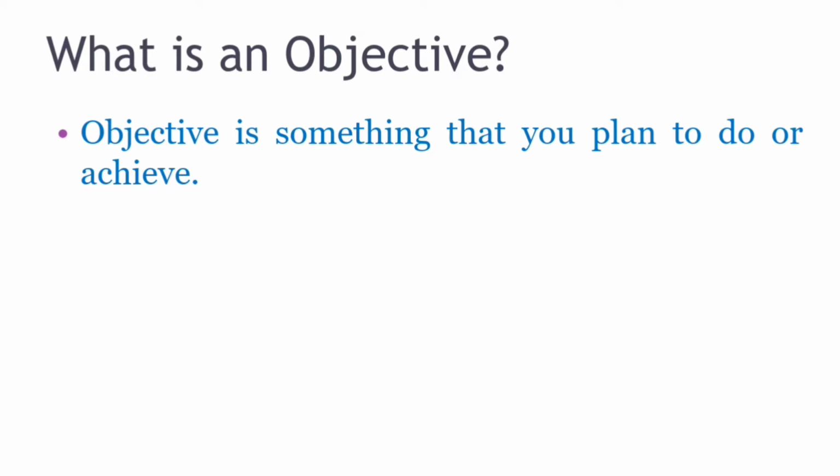Objective is basically a milestone to reach the destination, that is to attain the aim or goal of education. Objective can be specific, can be direct, or can be practical. So objective is something that you plan to do or achieve. Objectives are made by both teachers and the students.